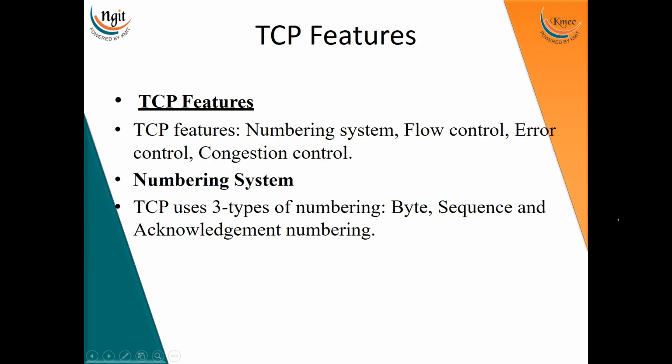And what are the TCP features? Numbering system, flow control, congestion control, and error control. These all come under the features of the Transmission Control Protocol. Now, what is meant by the numbering system? Here, for each TCP segment, we have a byte number as well as a sequence number. Then we have the acknowledgement number. Only then is it going to form one complete number for the transmission of data.